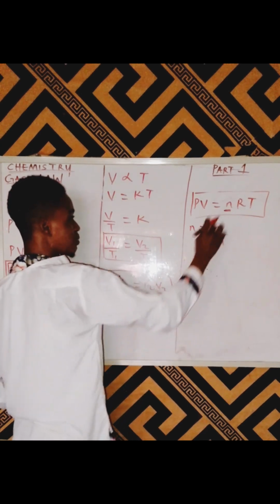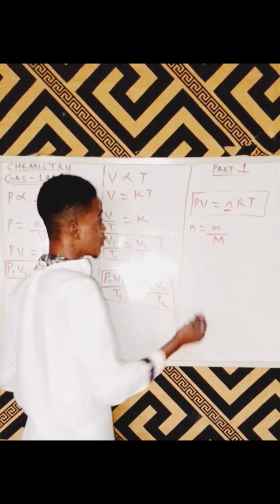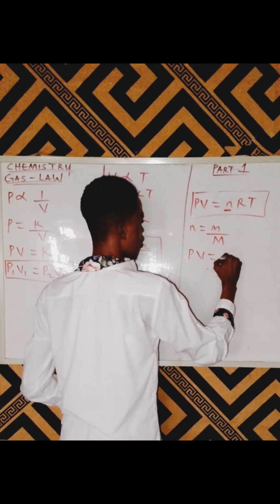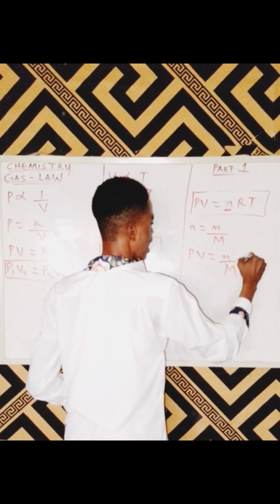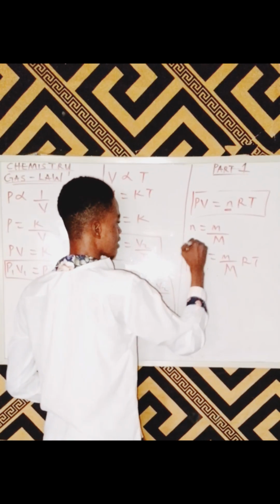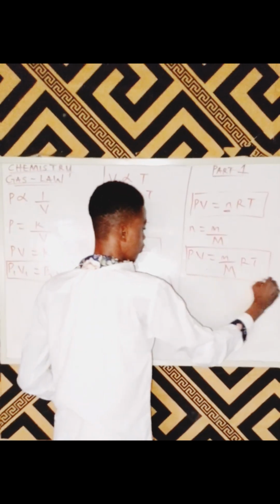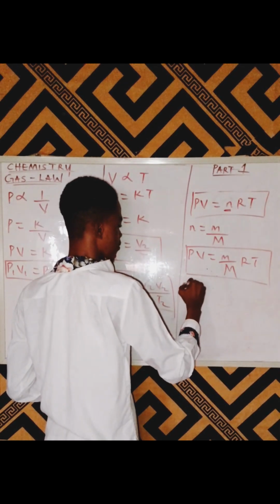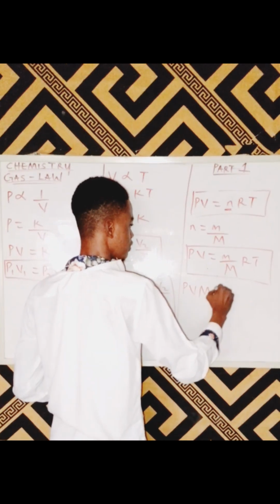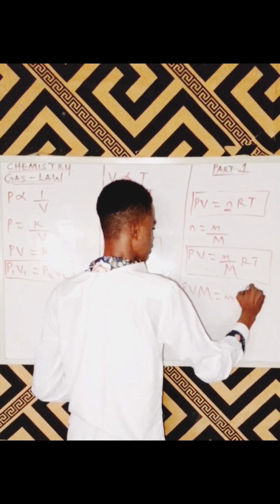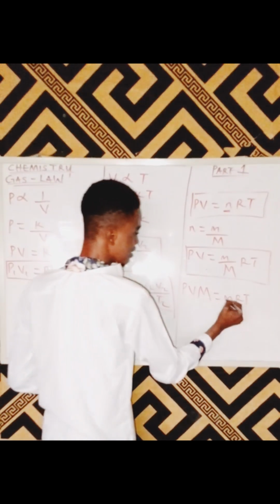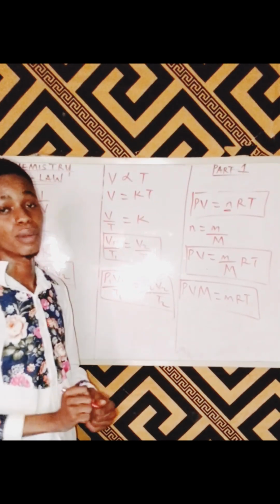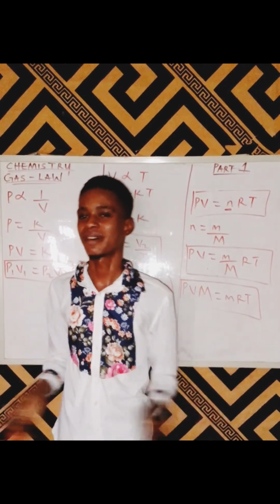So I can actually replace this n if I want to, and have PV is equal to m over capital M, times RT. This is another massive formula, very important. It's really helpful. Or I can decide to cross multiply, and I'm going to have PVM is equal to mRT. This capital M is the molar mass, this small m is the mass. You understand? Yeah.